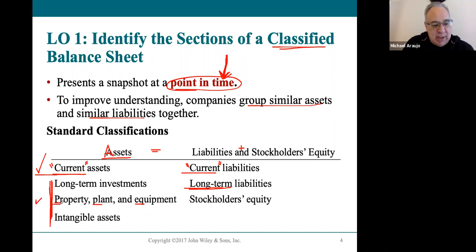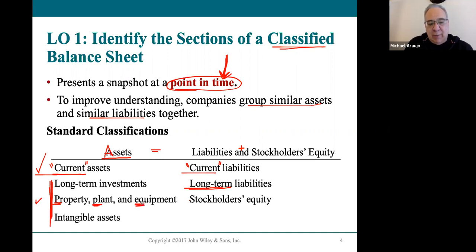So property, in essence, older term, land. Land is pure and simple property. Plant is an older term, meaning factories or buildings, things like that. So when I say plant as part of property, plant, and equipment, I'm talking about any buildings that I have, right?